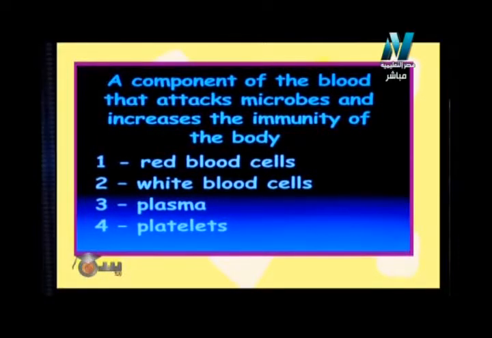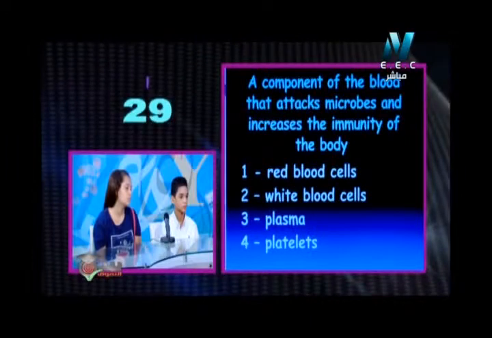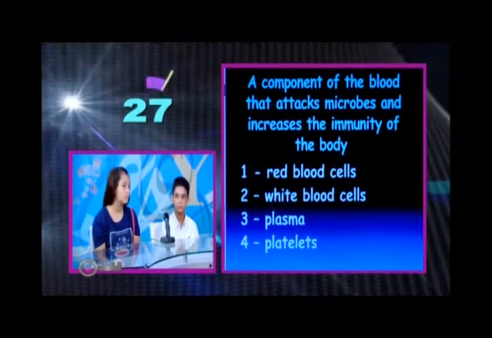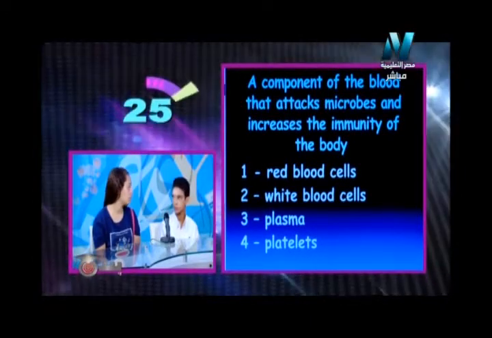Okay. So the question says for the second team, a component of the blood that attacks microbes and increases the immunity of the body. Component of the blood. فكركم تاني. عندنا أربع حاجات في الدم أو أربع مكونات. هما red blood cells, white blood cells, plasma, platelets. في واحد منهم هو اللي بيهاجم ميكروبات وكمان في نفس الوقت increase the immunity. بيزود المناعة. So what is this component?